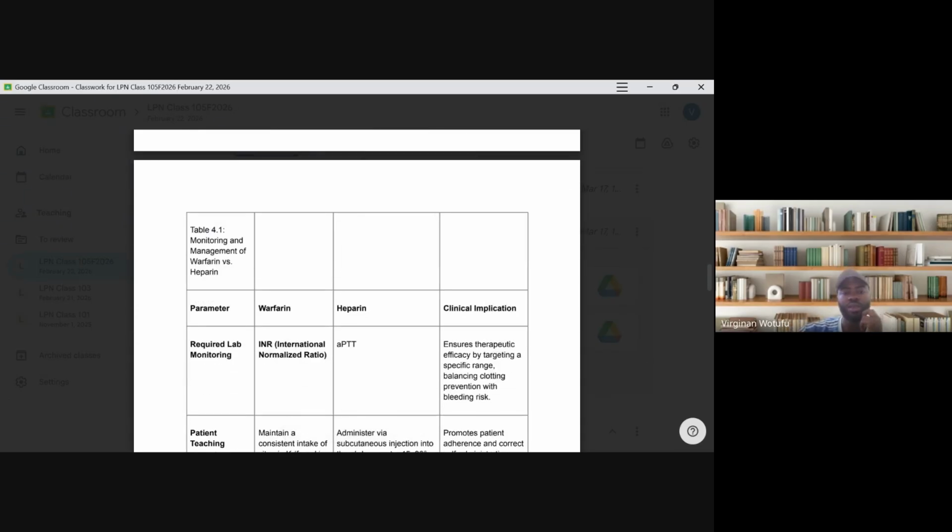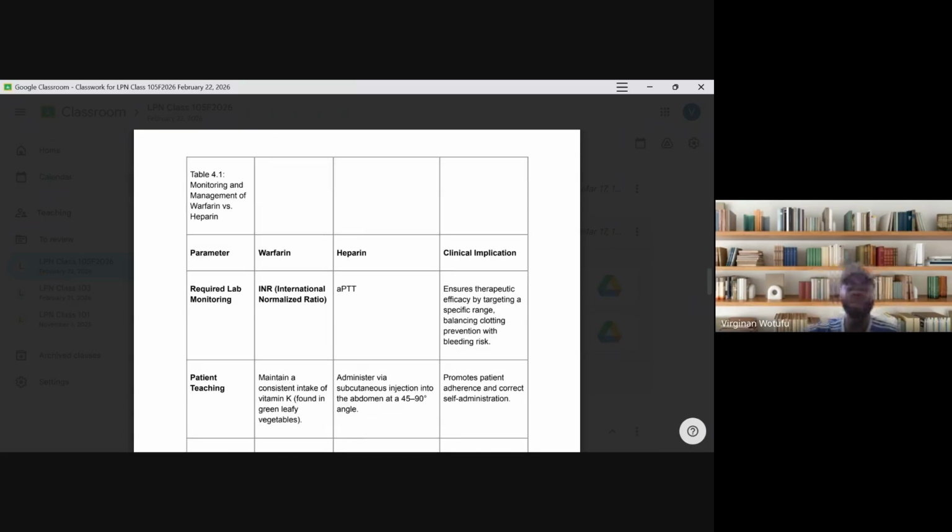So let's look at warfarin. Like you earlier said, warfarin is given orally and it's used long term, and it requires lab monitoring, like the INR. You're supposed to monitor that before administration. And with heparin, what you monitor is the APTT, activated partial thromboplastin time. Okay. So these are the parameters you measure before administration of these anticoagulants.